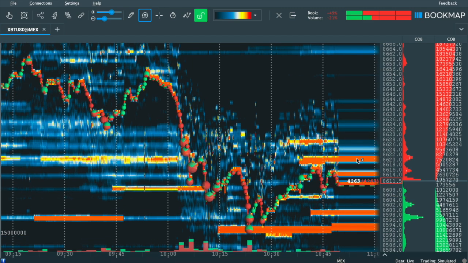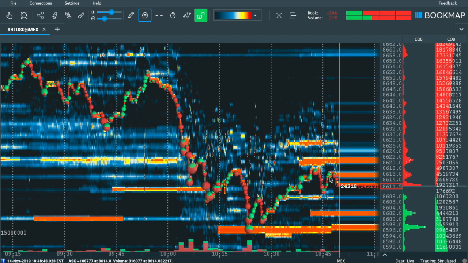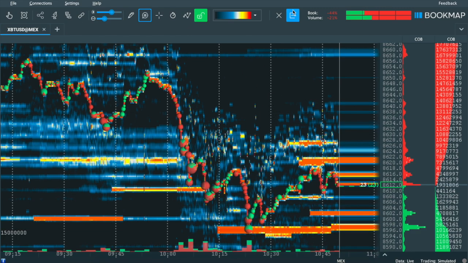This is a beautiful, interesting order flow pattern that I think there are countless ways you can make money off of. But that will be for another video.